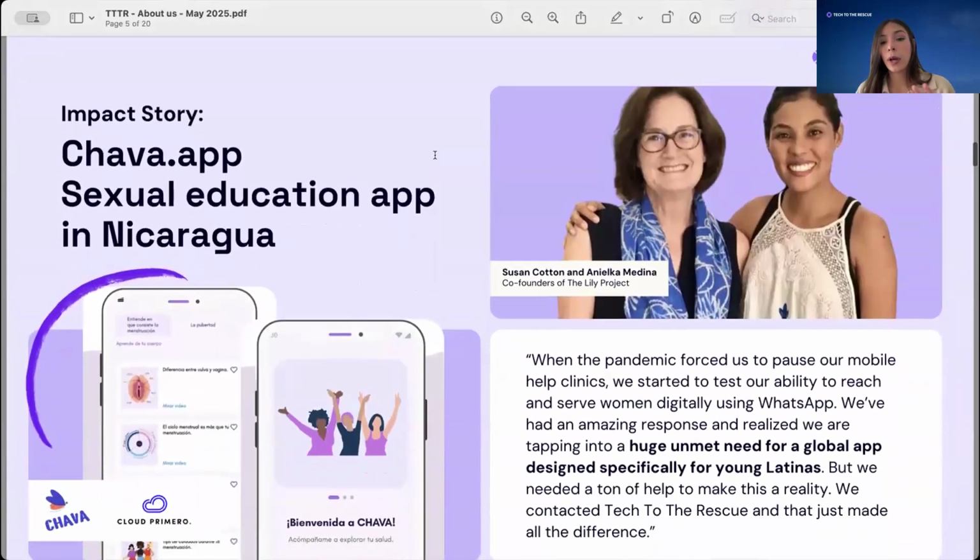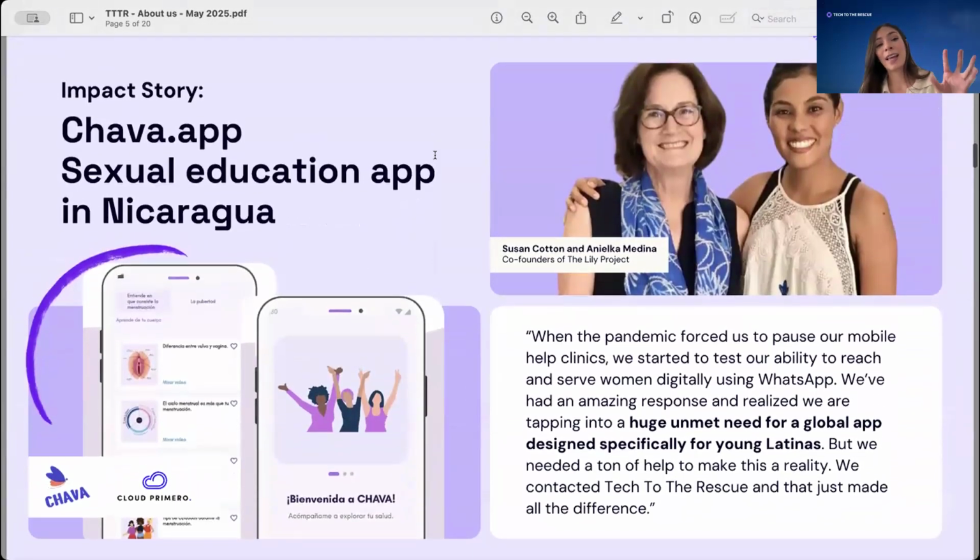And I have a few stories for you. The Chava app is our foundational story at Tech to the Rescue. This doesn't have to do with AI yet, I will get to it. But this is the first project, I think, that to all of us, when I joined Tech to the Rescue, we were only 5. And it proved to us how technology can actually scale and be good, not only for the organization, but also for the people and the beneficiaries.